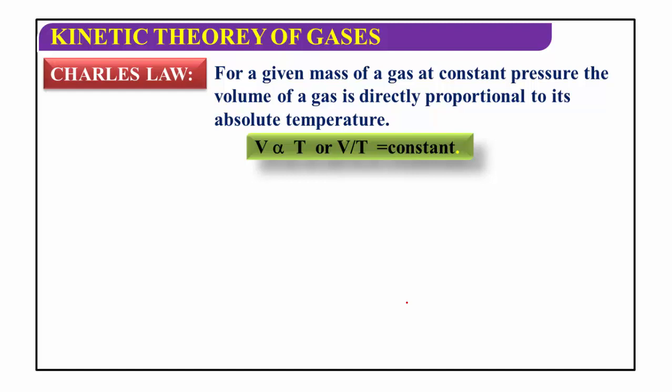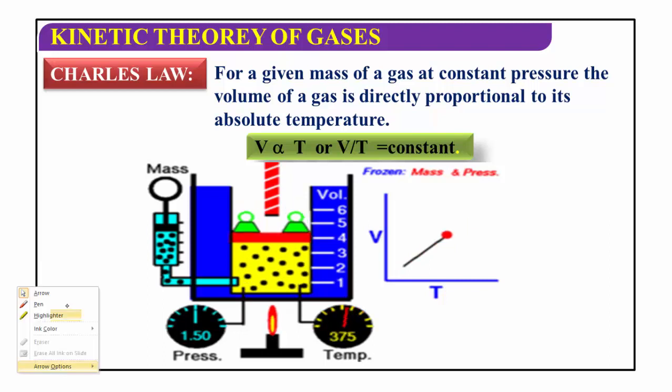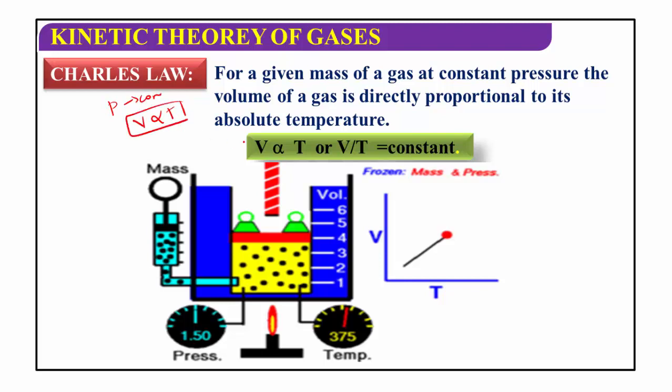But Charles' law states that for a given mass of a gas at a constant pressure, the volume of a gas is directly proportional to its absolute temperature. The pressure is kept constant. Volume is directly proportional to temperature, or V divided by T is equal to a constant.